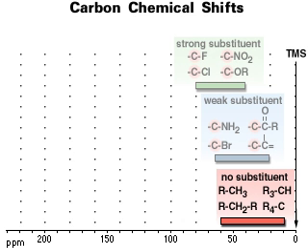Unsubstituted carbons appear at the upfield end of the spectrum, between 8 and 60 parts per million. Weak electron withdrawing substituents cause a downfield shift to between 20 and 65 parts per million. Strong electron withdrawing substituents cause a downfield shift to between 40 and 80 parts per million.